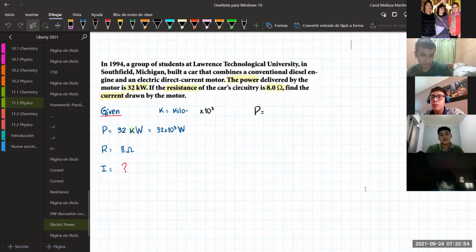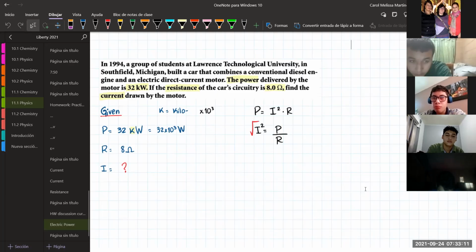Power is equal to current squared times resistance. If you are looking for the current, the isolation will be current squared equals power divided by the resistance. And now to get rid of the square, you take the square root at both sides of the equation. This one here gets cancelled, but the other one remains. So this is the final isolation, okay?